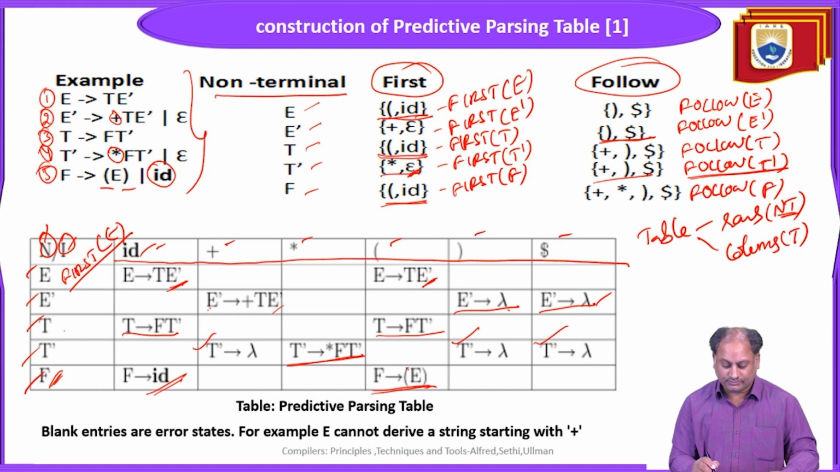So here, left parenthesis and then identifier. Left parenthesis is this one: E derives left parenthesis E right parenthesis, and F derives ID.